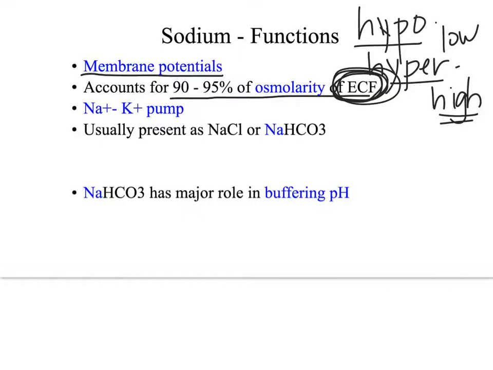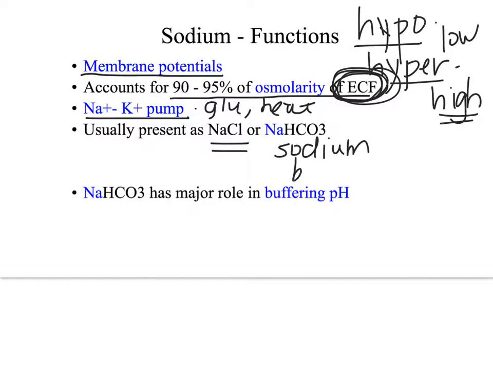It's important for the sodium-potassium pump. So active transport, the sodium-potassium pump, you have to have sodium in order for it to work. The sodium-potassium pump is important for glucose transport, and it also generates heat as a byproduct, so it helps keep your body warm. Sodium in your body is usually present as sodium chloride, which we're all familiar with, or sodium bicarbonate.